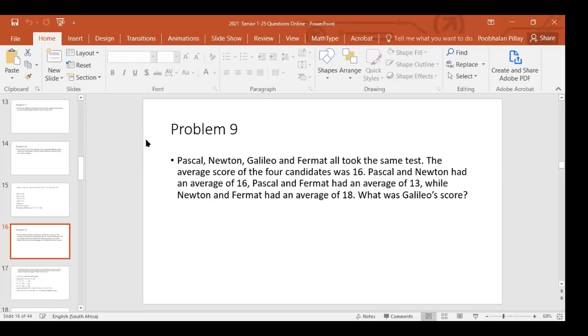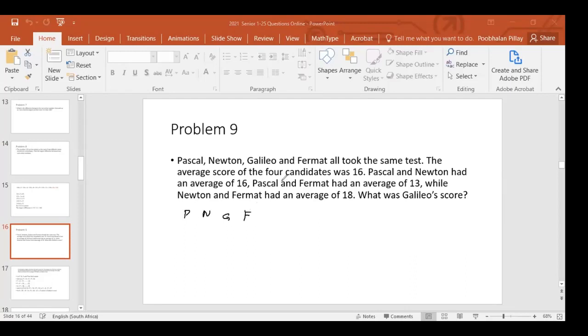All right, so the idea is, obviously, we don't know what these scores were, right? We don't know what they were. So let's give names to them. I like to call them P, N, G, and F, so I can keep track of who is who, right? So the score for Pascal is P, the score for Newton is N, and so on.